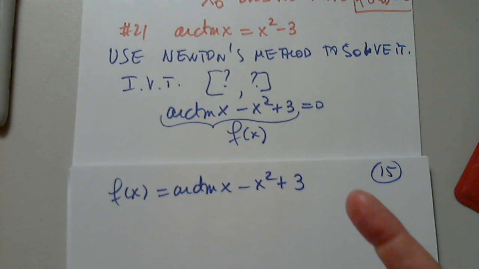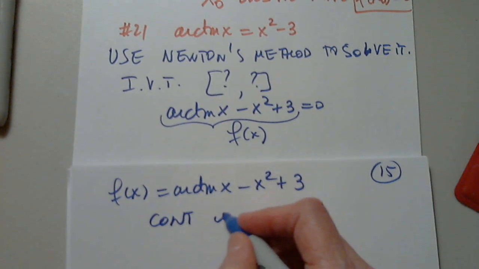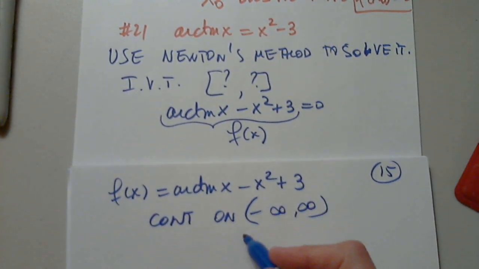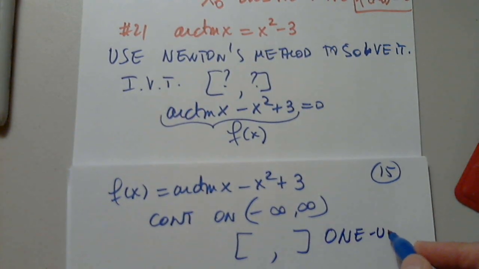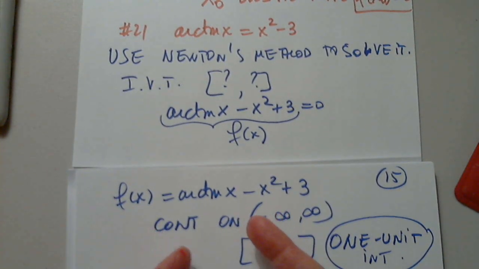I will have to say that is continuous. This is continuous everywhere, on negative infinity to infinity. But I have to find an interval and put the endpoints of the interval, and this has to be a 1 unit interval where the function changes sign. Where does it change sign? I have no clue. I have to put in the calculator.